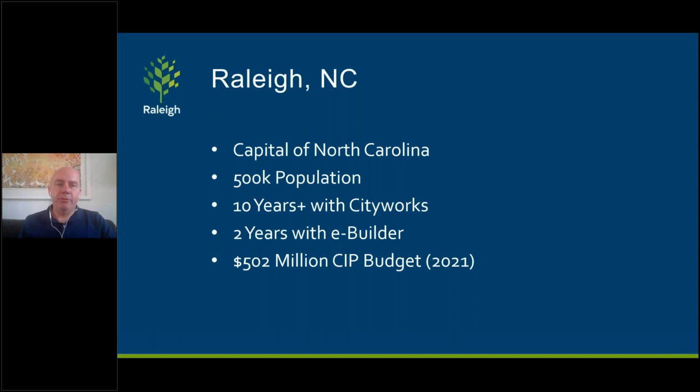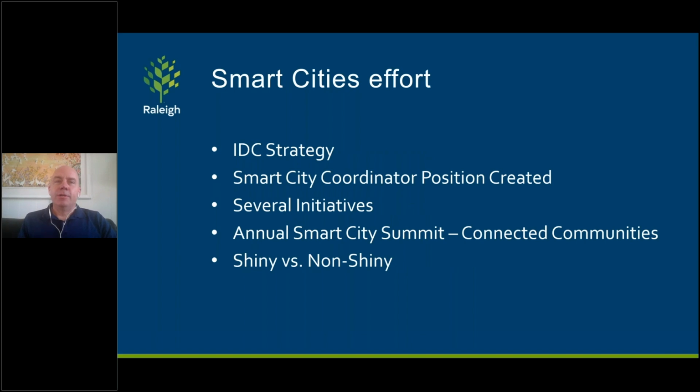We have a $502 million CIP budget, but that being said, in this COVID time, our revenues are down more than 25%, but we're still very lucky because Raleigh is a growing city. There's still construction going on. But yeah, we're having to tighten the belt quite a bit. So I wanted to talk a little bit about a smart cities effort, because I think this discussion folds into it in an interesting way.